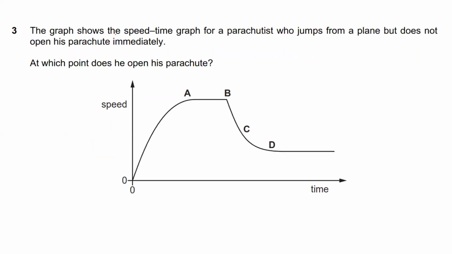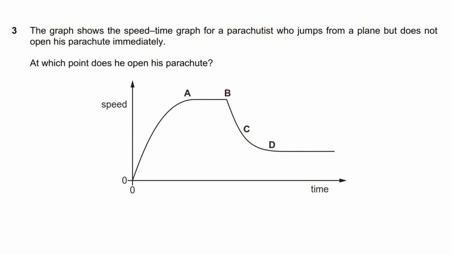Next question. It says the graph shows the speed time graph for a parachutist who jumps from a plane but does not open his parachute immediately. At which point does he open his parachute? So we can see that from 0, he jumps, the speed increases till the parachutist reaches the terminal velocity. And at point B, suddenly there is a deceleration, or the speed decreases till it reaches point D, where it again reaches the terminal velocity.